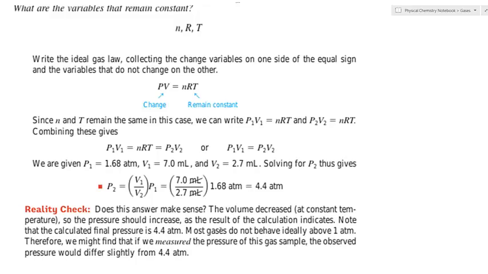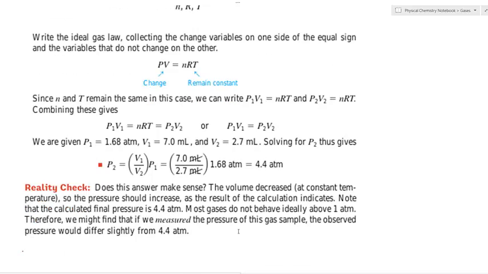Remembering that gases don't behave ideally above 1 atmosphere, so therefore if we measured the pressure, it might differ slightly. We'll come back to that at another time.